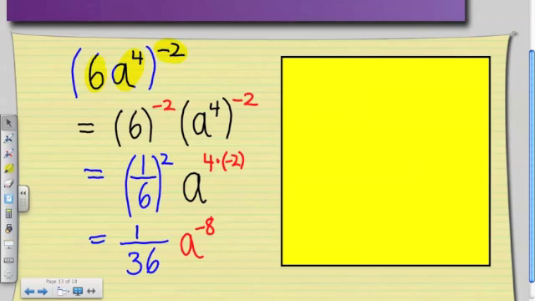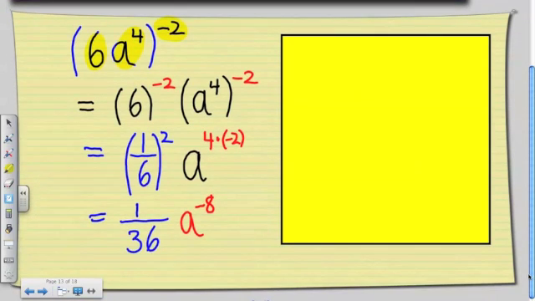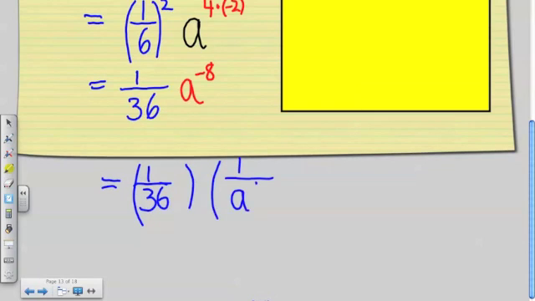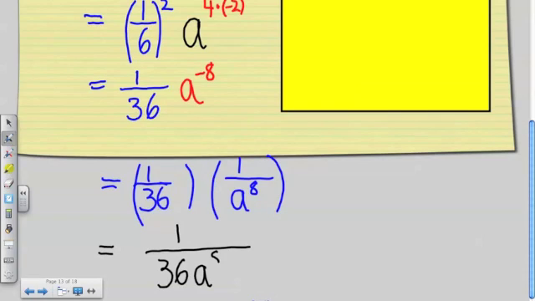How do I translate a to the power of negative 8? What does that become? 1 over 36 times, Robin? Good. 1 over a to the power of 8. Because both terms are in the denominator, we can combine them to have 1 over 36 a to the power of 8. Right? These are both in the denominator, so they can be stuck together when you multiply those terms.